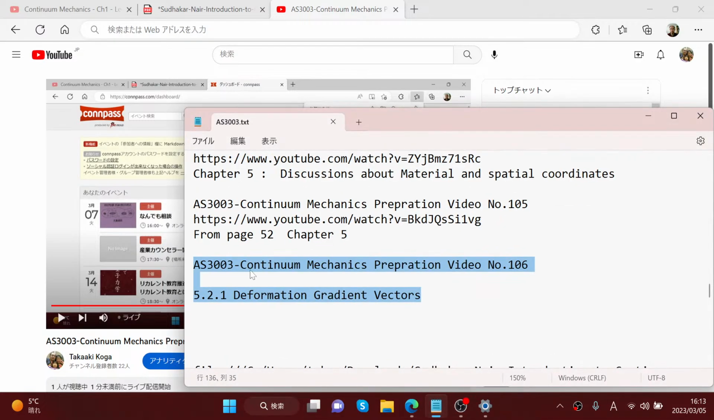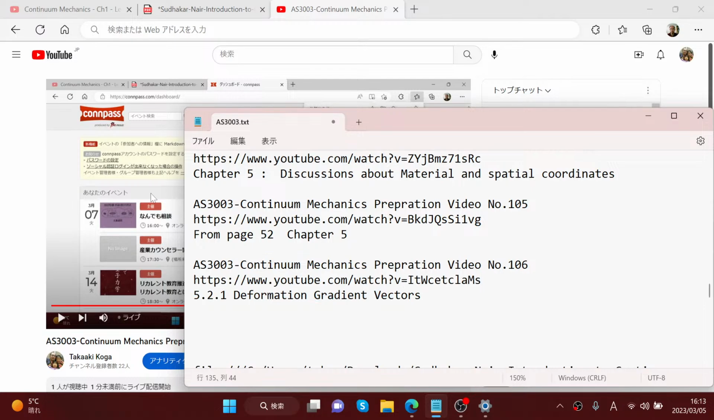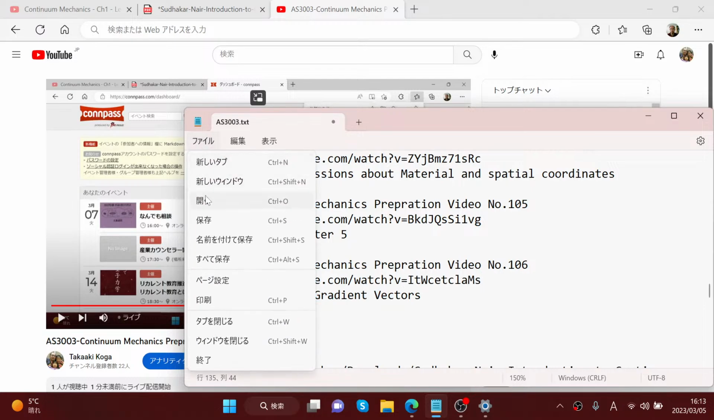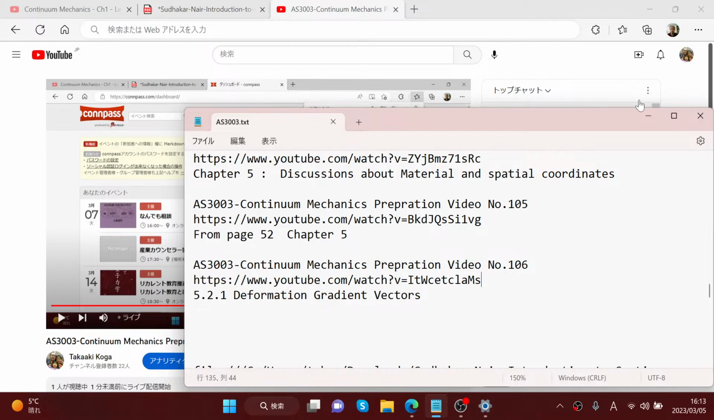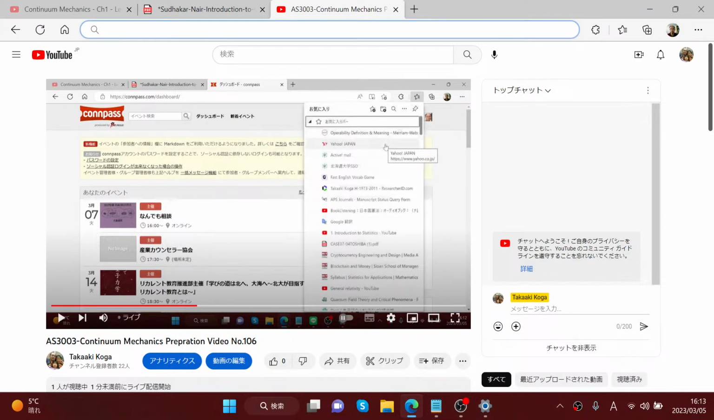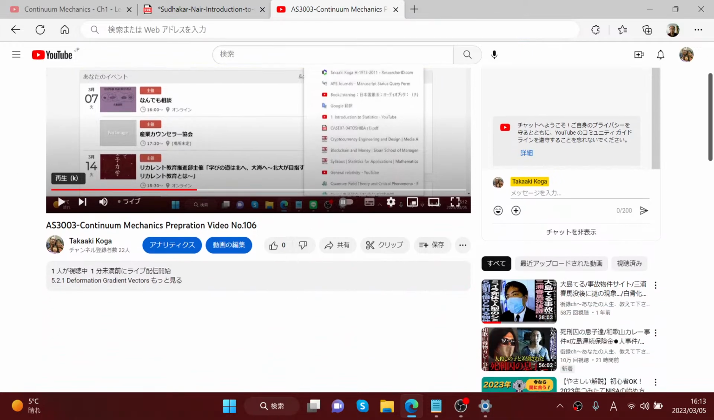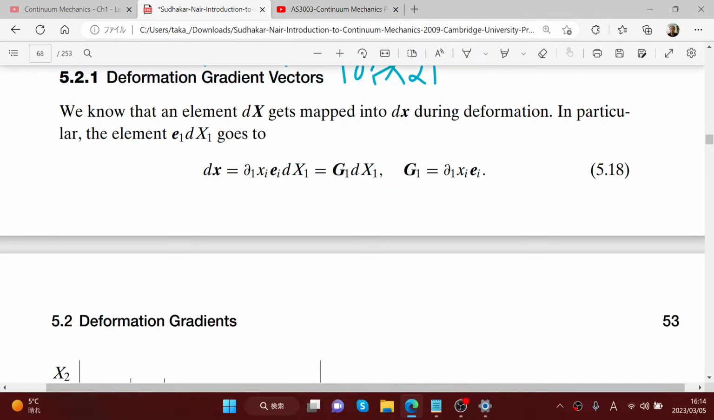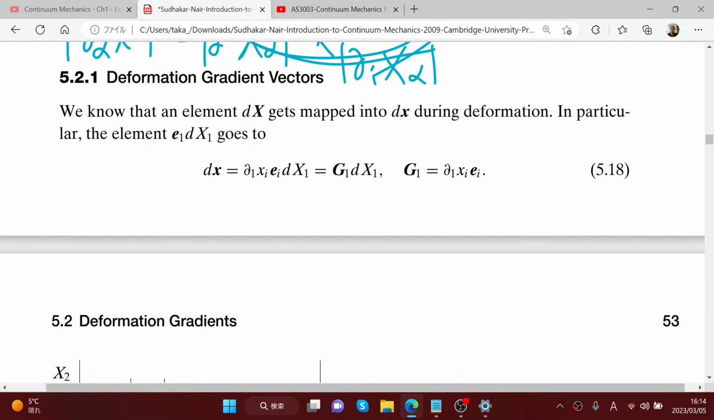Okay, so this is number 106. We start from this part, deformation gradient vectors. We know that an element dX gets mapped into dx during deformation. Okay. So in this deformation, the time is discrete.